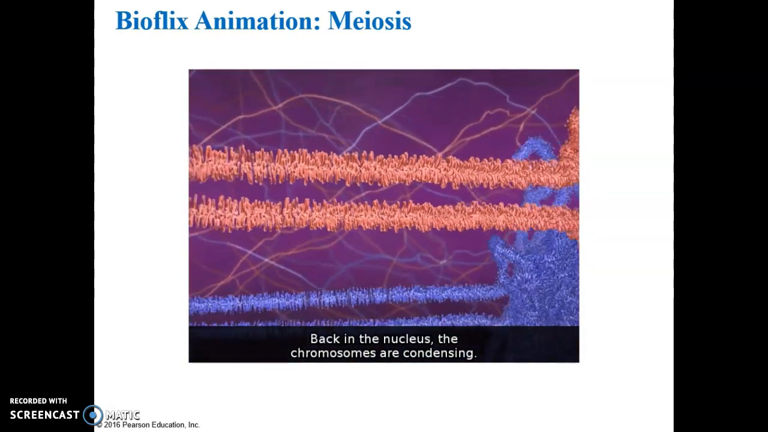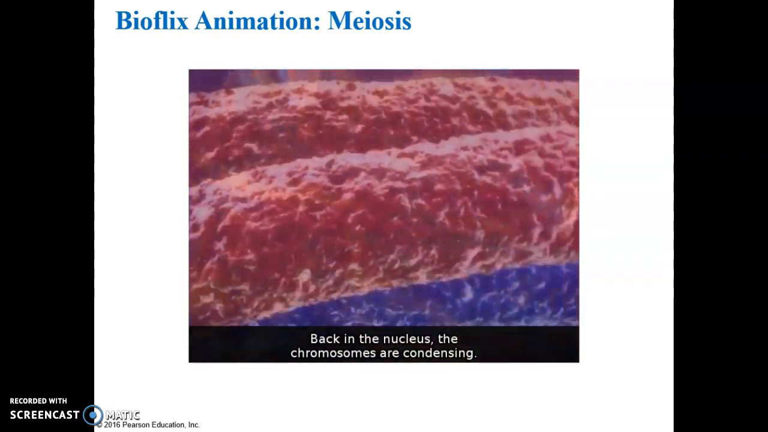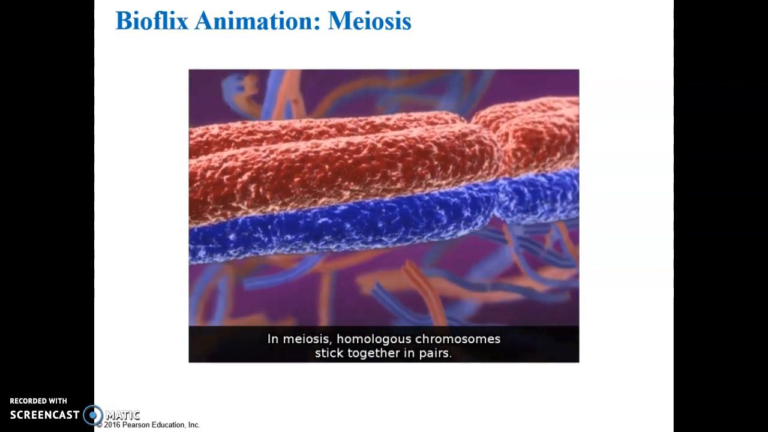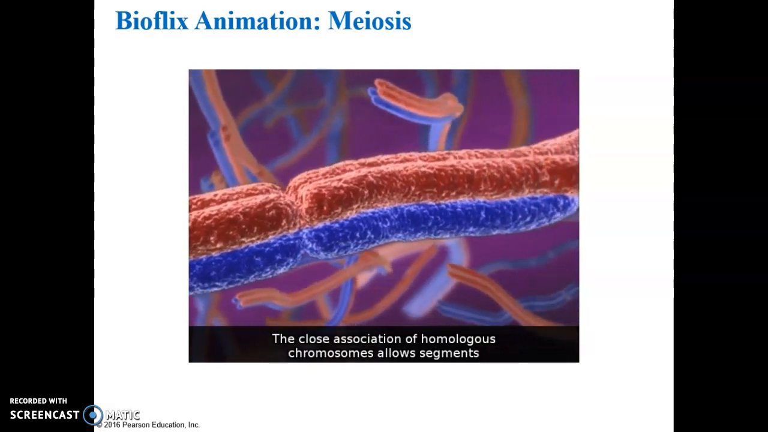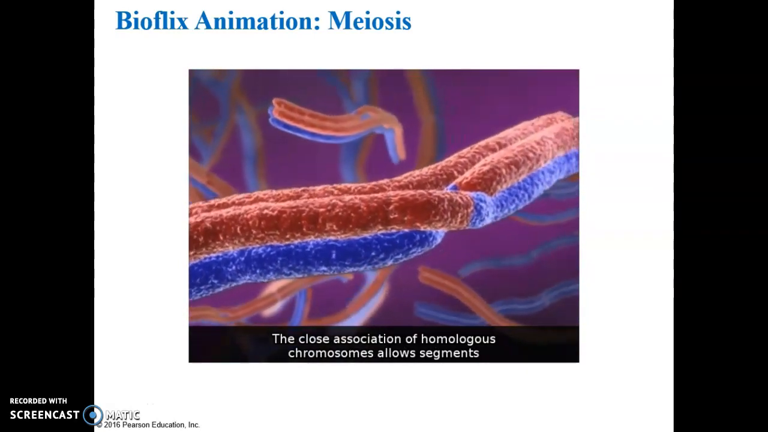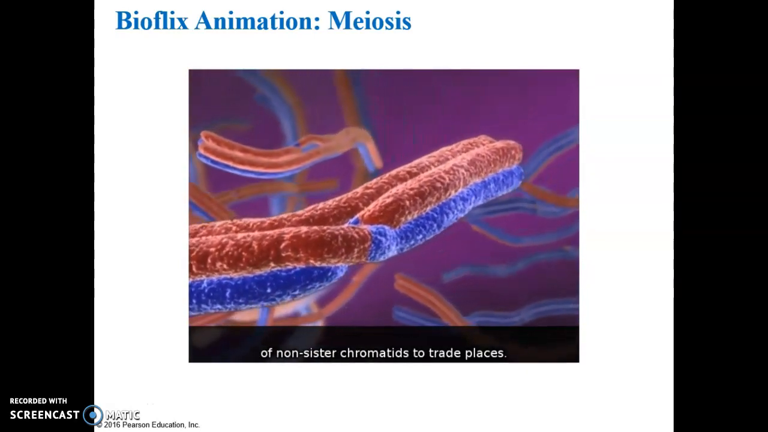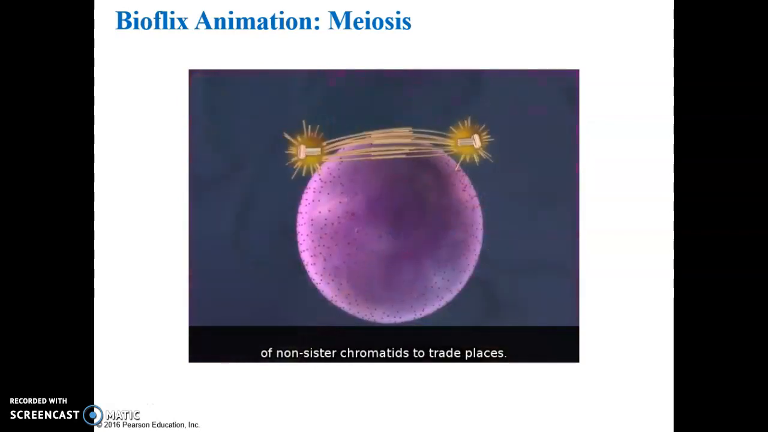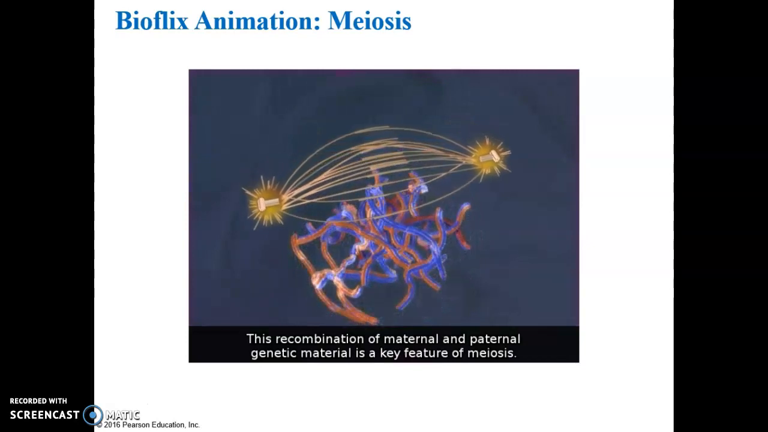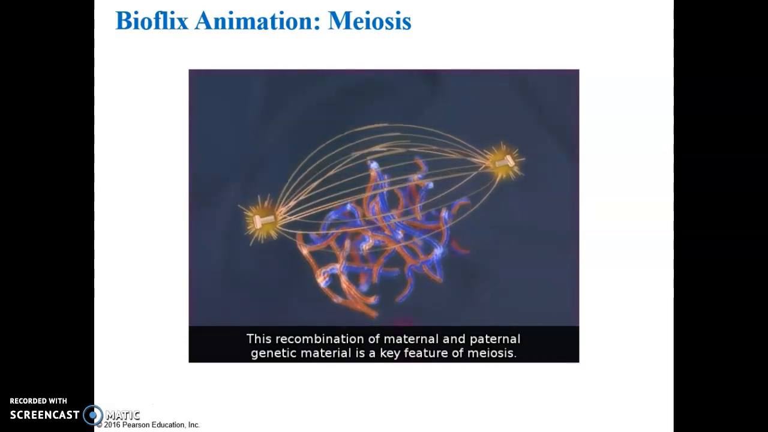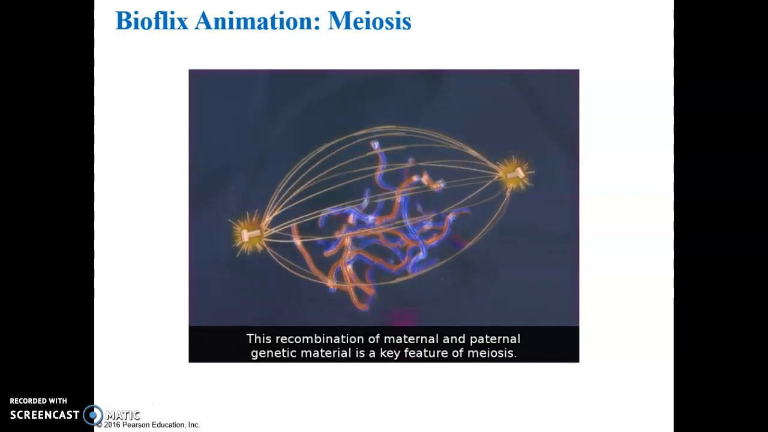Back in the nucleus, the chromosomes are condensing. In meiosis, homologous chromosomes stick together in pairs. The close association of homologous chromosomes allows segments of non-sister chromatids to trade places. This recombination of maternal and paternal genetic material is a key feature of meiosis.